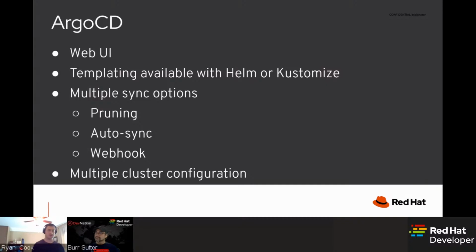The last thing is webhooks. That's something you see with other GitOps tools. Webhooks are just kind of a notification tool that says, hey, something's changed, so why don't you go ahead and kick off a deploy for me? And then lastly, as I showed in the last picture, multiple cluster configuration. That's that hub and spoke methodology that I really, really like.